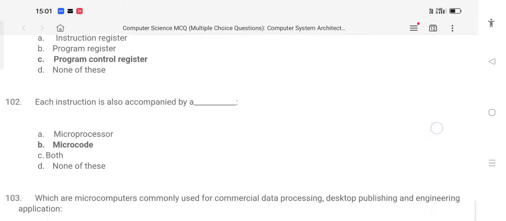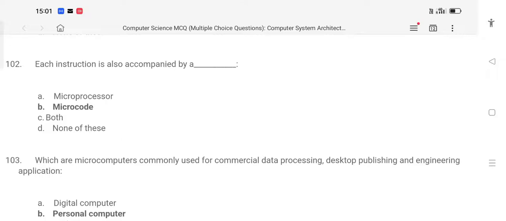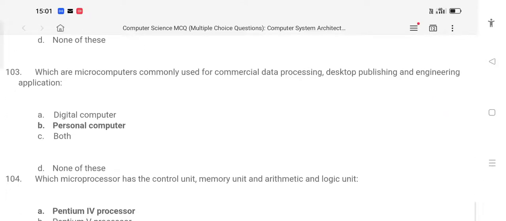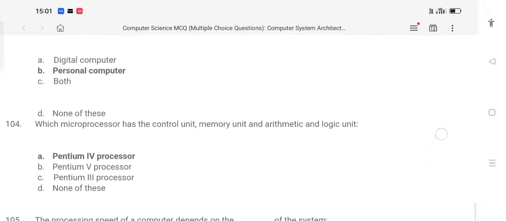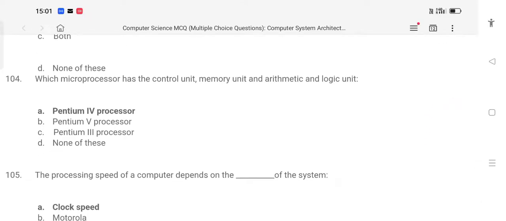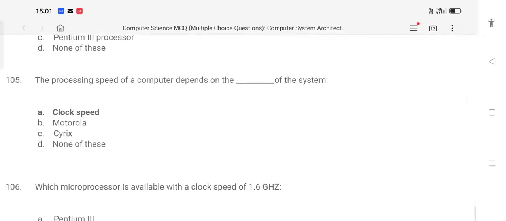Which register holds the next instruction to be executed? Program control register. Each instruction is also accompanied by a microcode. Which microcomputer is commonly used for commercial data processing, desktop publishing and engineering applications? Personal computer. Which microprocessor has the control unit, memory unit, arithmetic and logic unit? Pentium 4 processor. The processing speed of computers depends on the dash of the system.